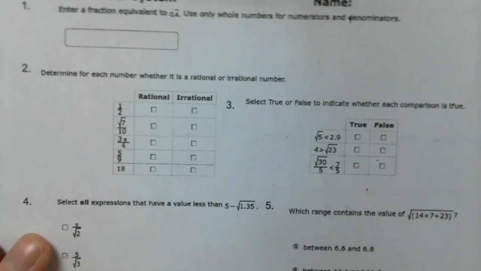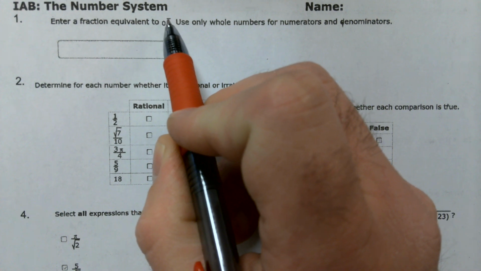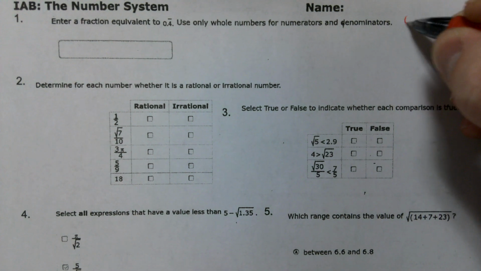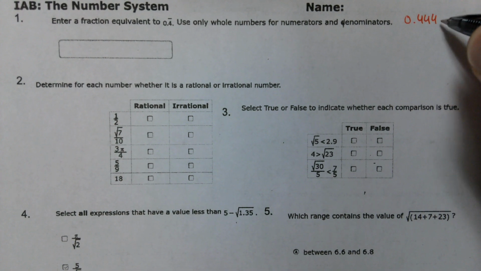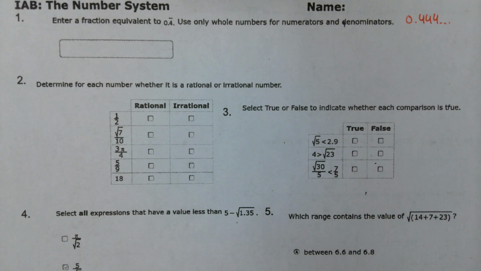Number one is kind of like a magic trick of a problem. We have to find the fraction equivalent to 0.4 repeating. What does that little line on top tell me? That it repeats forever. 0.444 dot dot dot, right? Well, how would I be able to write that as a fraction?